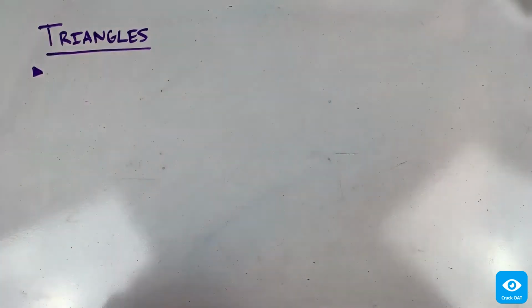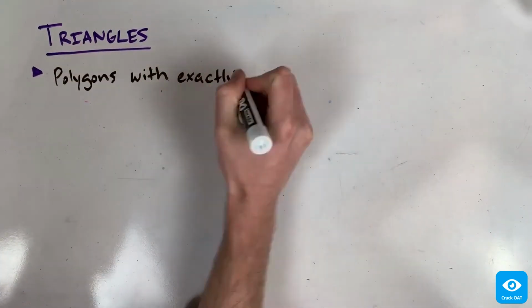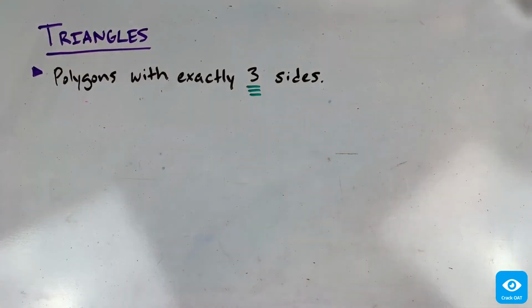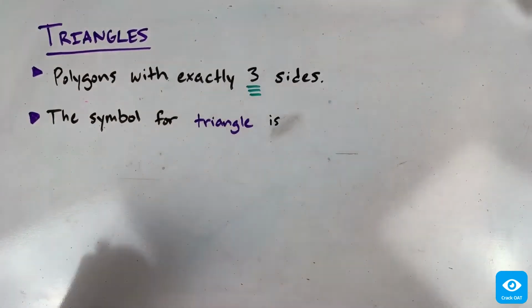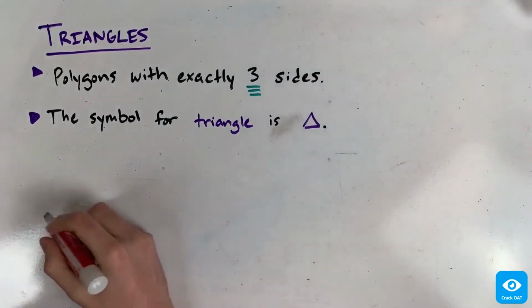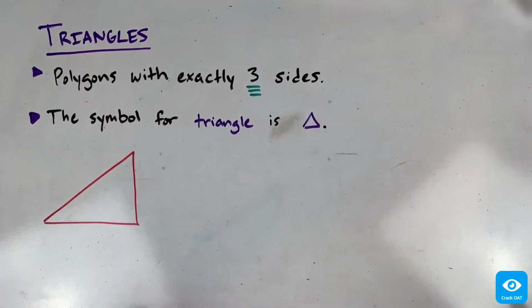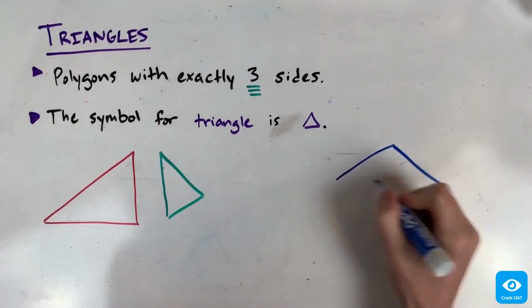So a triangle is a polygon with three sides and three angles. The symbol for a triangle is this, a triangle. Pretty brilliant, right? For example, this is a triangle, and this is a triangle, and this is a triangle, and this, and this.